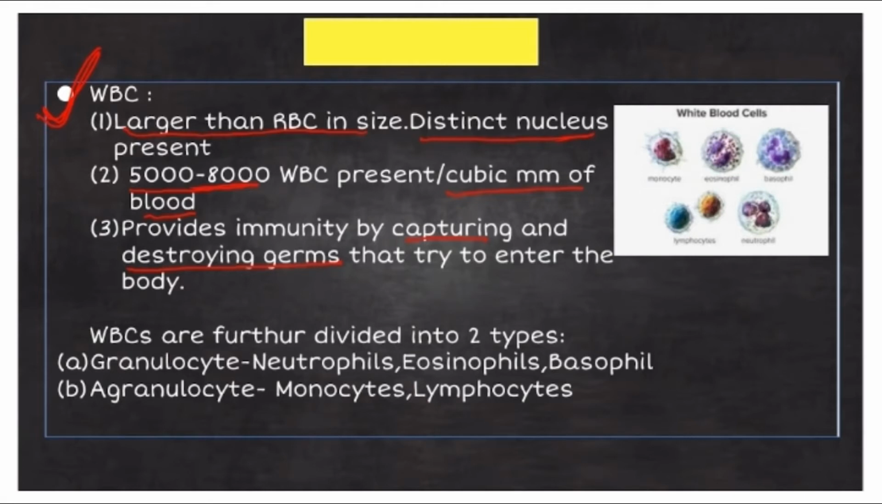The WBCs are further divided into two types, granulocytes and agranulocytes. Granulocytes are called so because of the presence of a granular cytoplasm, which is absent in agranulocytes. Granulocytes are of three types: neutrophils, eosinophils and basophils. And agranulocytes are of two types: monocytes and lymphocytes.